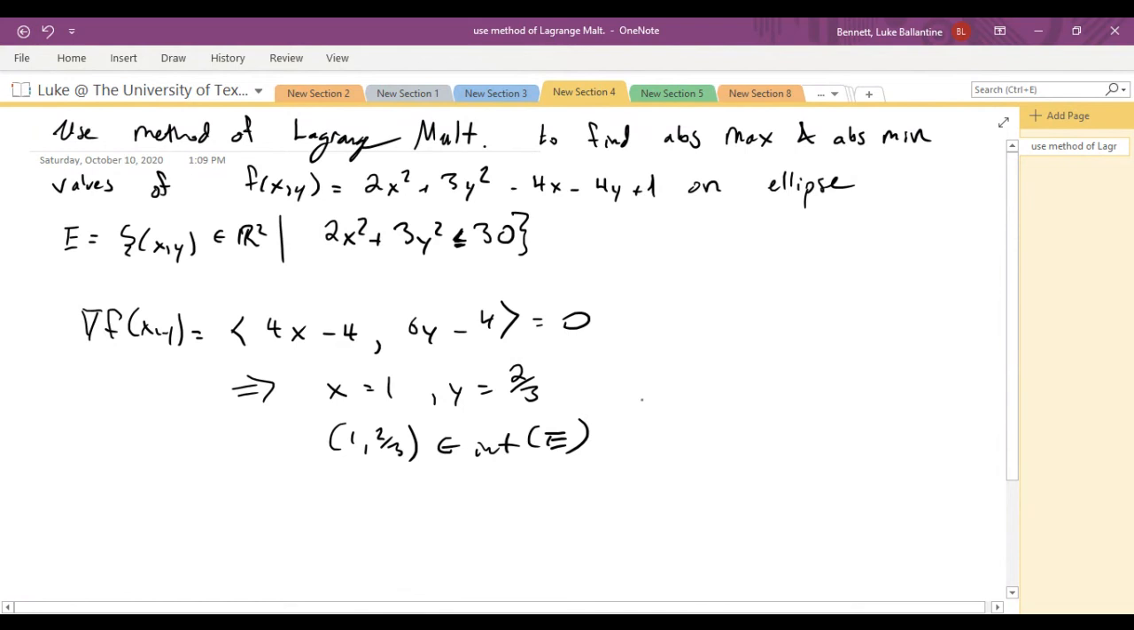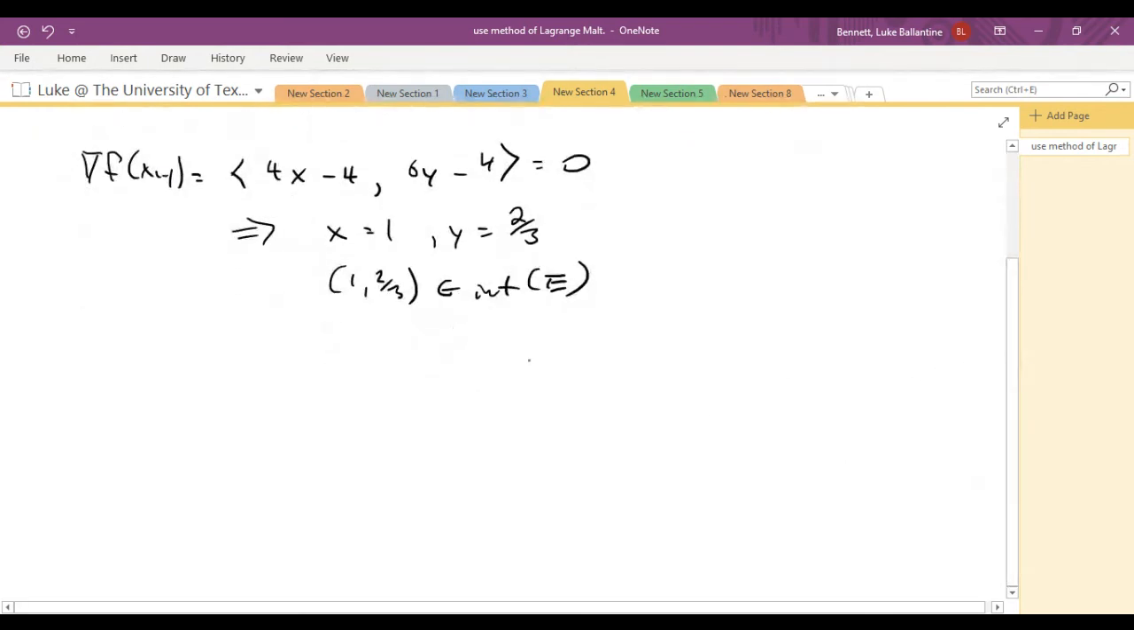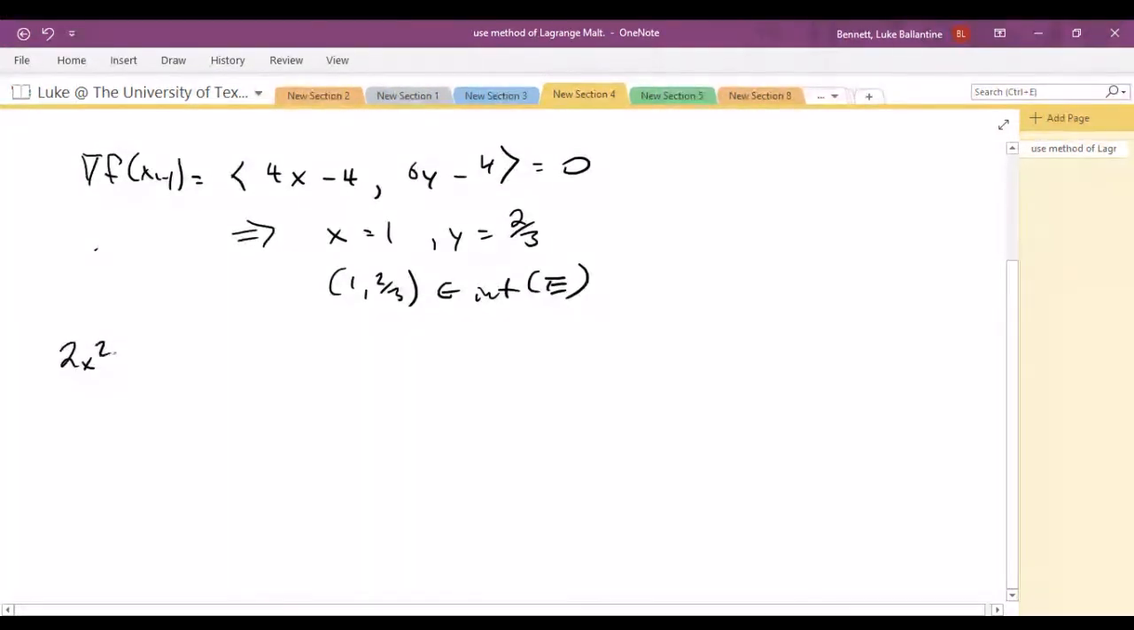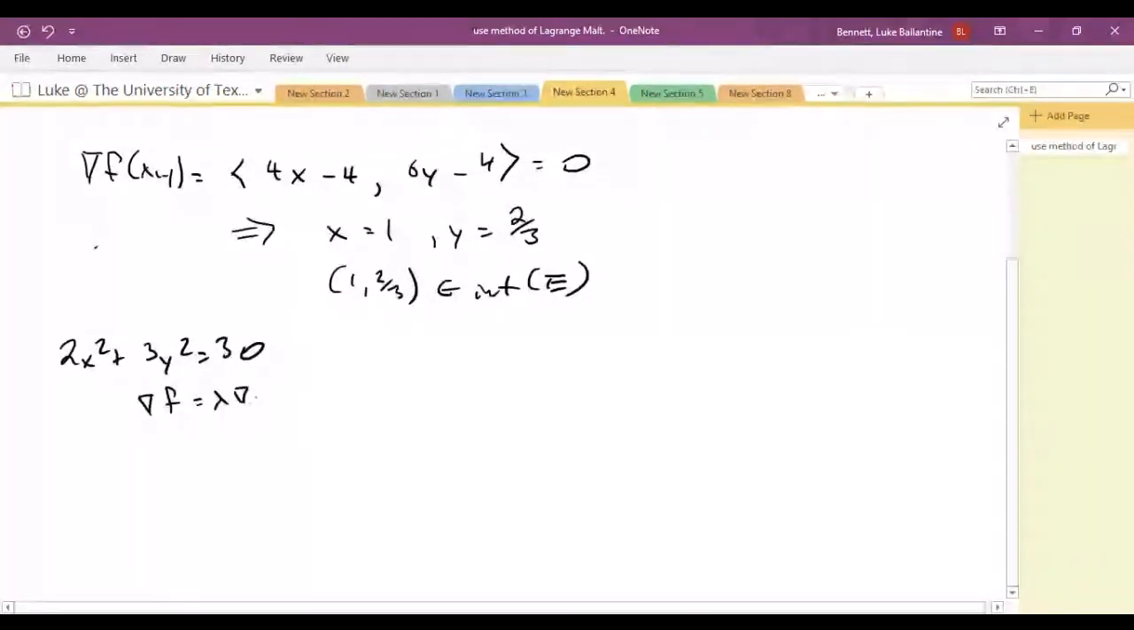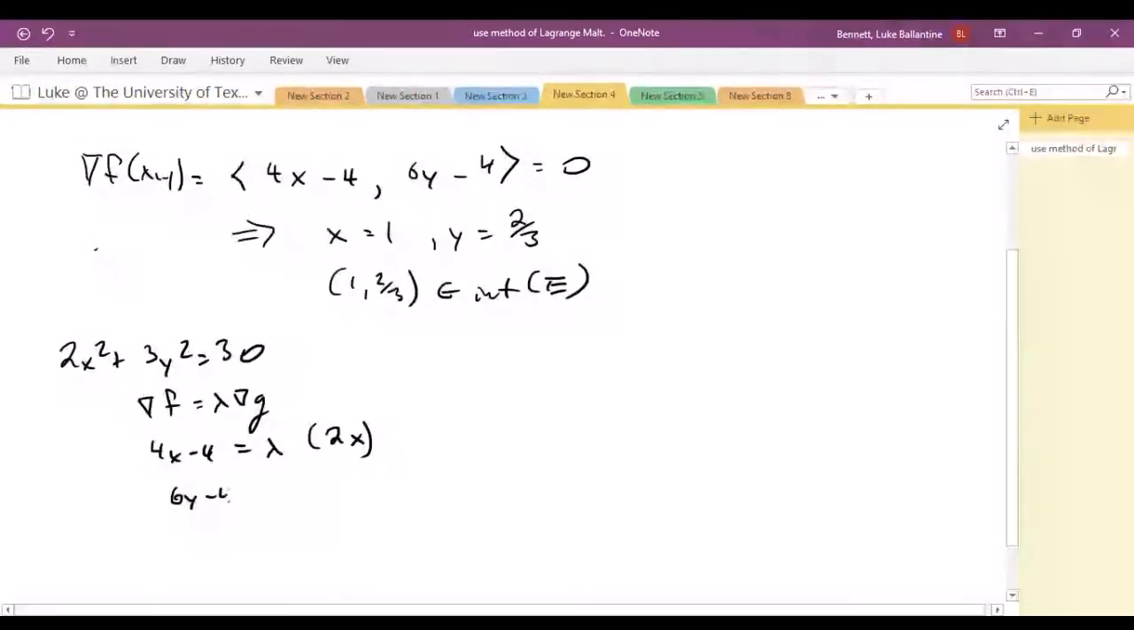We also have to do the method of Lagrange multipliers for the boundary. So for the boundary, our constraint g is 2x squared plus 3y squared equals 30. We do gradient f equals lambda gradient g. Well, gradient f we said was (4x minus 4, 6y minus 4). So 4x minus 4 equals lambda times 2x, and 6y minus 4 is equal to lambda times 6y.